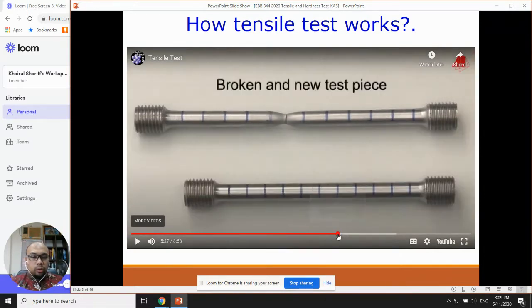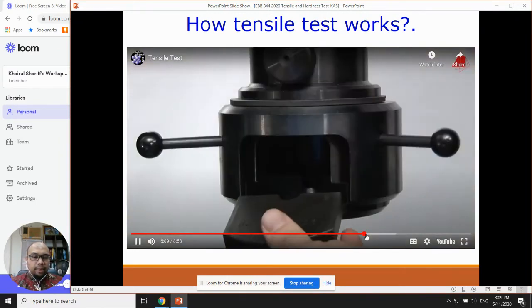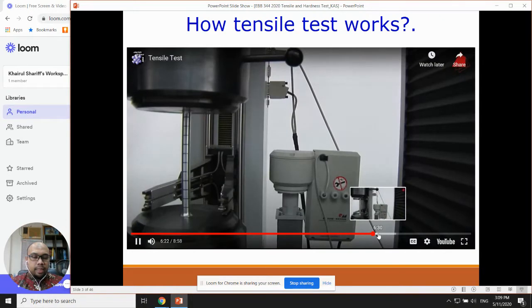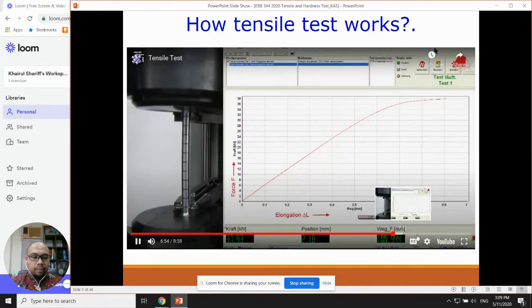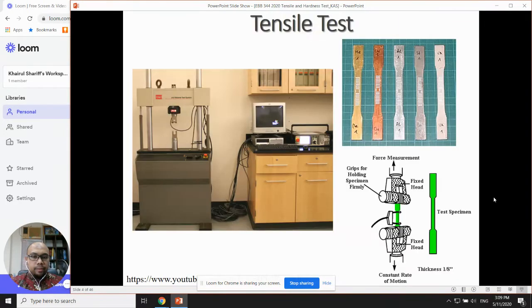You need to go through all this video again, because the duration is roughly about 8 minutes. You can see here how the machine looks like. Now here is the setup. I think I already mentioned to you. This one is an example, the old machine of the ultimate tensile machine. This is how they hold the samples.